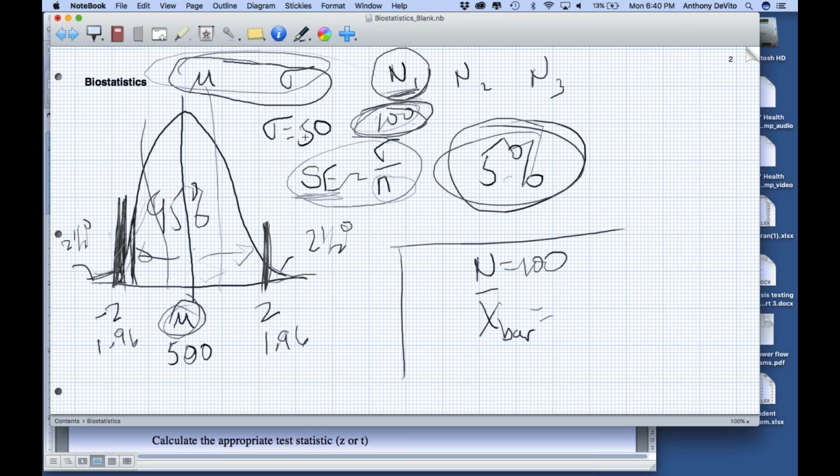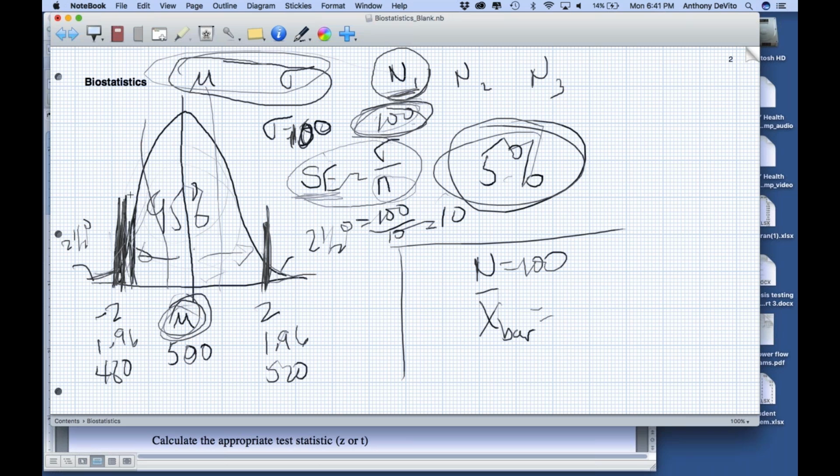Okay, and let's call standard deviation 100. Okay, mean is 500, standard deviation is 100. Well, if I take repeated samples of size 100 from this population, then 95% of the time, I'm going to be between, well, let's see, it's going to be 100, the standard deviation, over the square root of the sample size of 100, which is 10. It's going to be within 20 of 500.